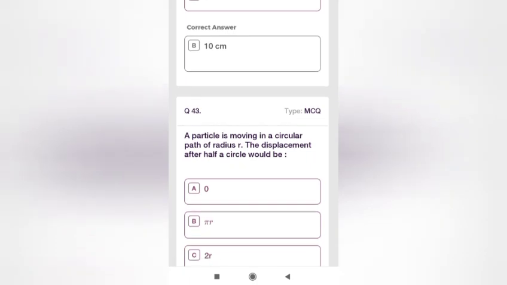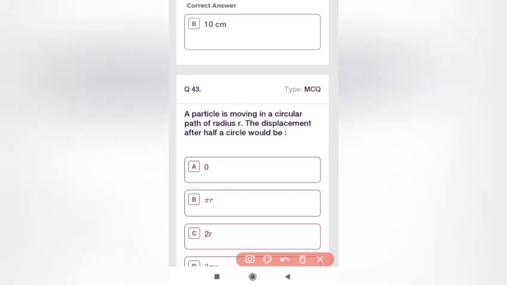A particle is moving in a circular path of radius r. What would the displacement be after half a circle? See, it is moving from this particular point to this particular point. This is the radius r, and in half a circle it is moving from here to here.